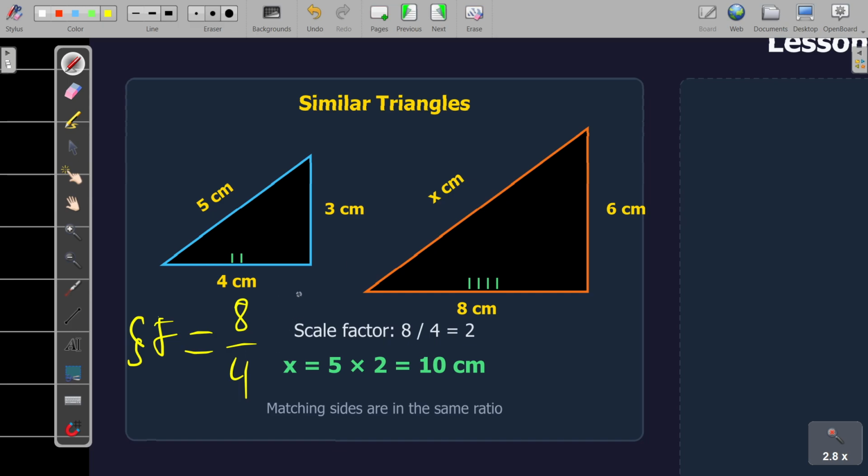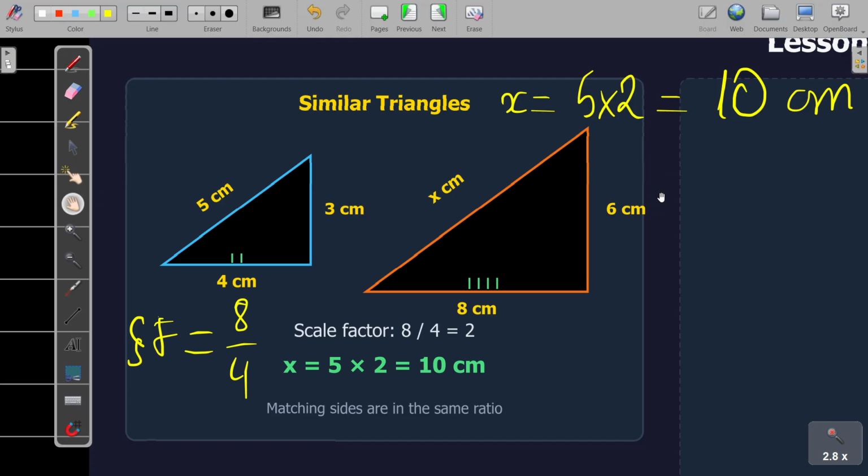This means that every side on the large triangle is exactly twice as big as the small triangle. Now we can find x, which is the hypotenuse on the large triangle. Its corresponding side is the 5 on the small triangle. So x equals 5 multiplied by 2, because the scale factor is 2, and we have 10 centimeters. To go from small to large, we multiply by the scale factor. So x equals 10 centimeters.